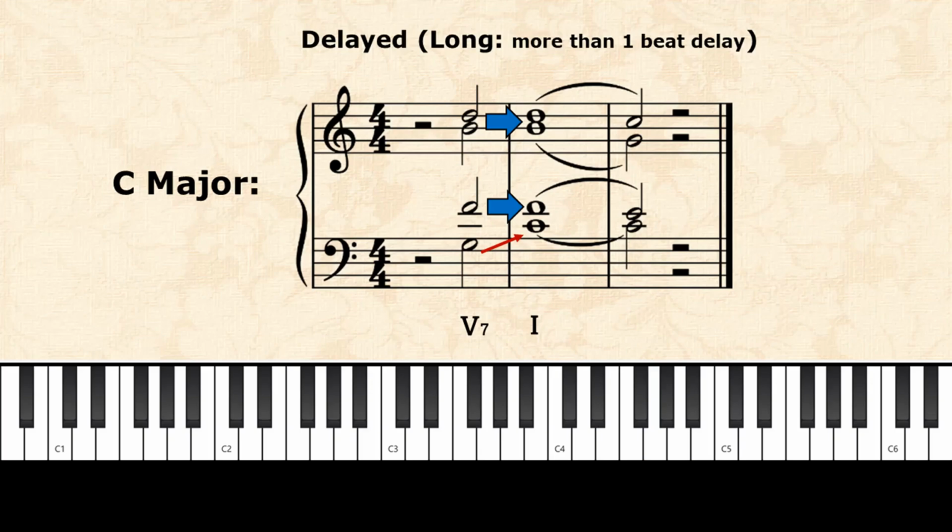We can find this particular type of resolution not only in relation to perfect authentic cadences, but to other types of cadences as well, especially in minuets and slow tempi movements.